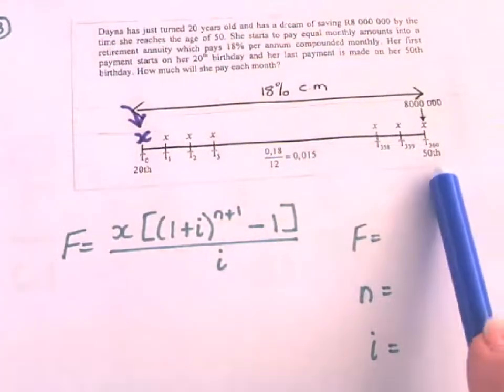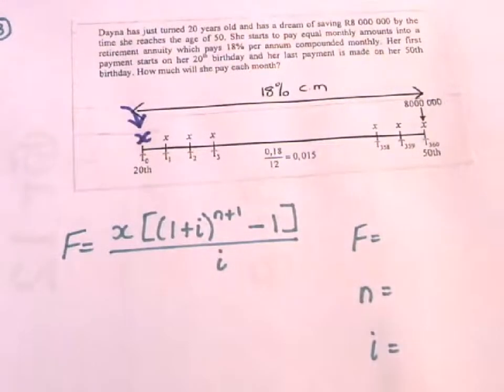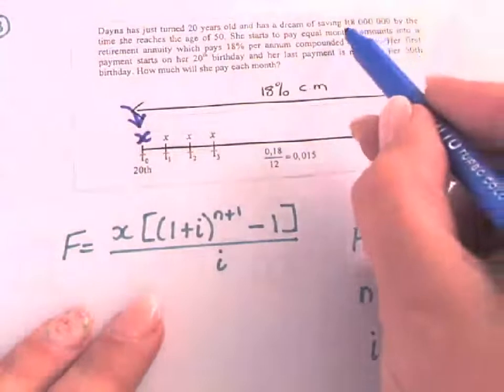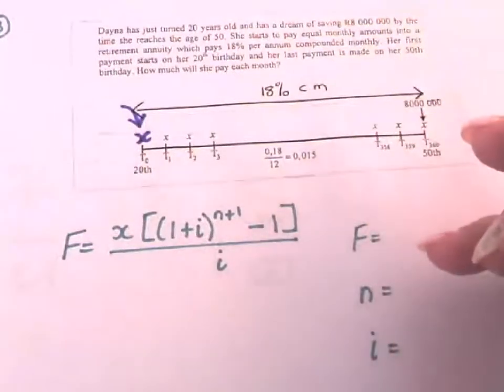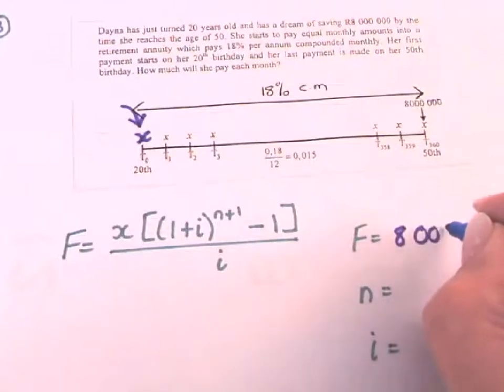The last payment is on her 50th birthday, and she pays monthly. Okay. F is the 8 million. She wants to reach 8 million at the end of 50 years. So we start with 8 million at F.